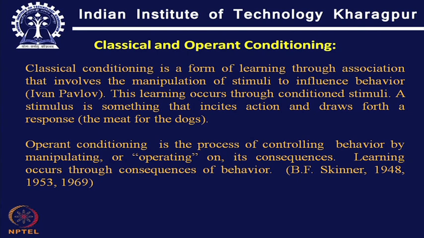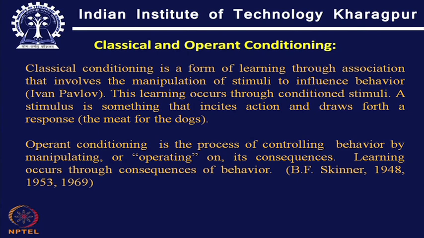Next is called operant conditioning, which is the process of controlling behavior by manipulating or operating on its consequence. Learning occurs through consequence of behavior. This experiment was done by B. F. Skinner in 1948, 53 and 1969.